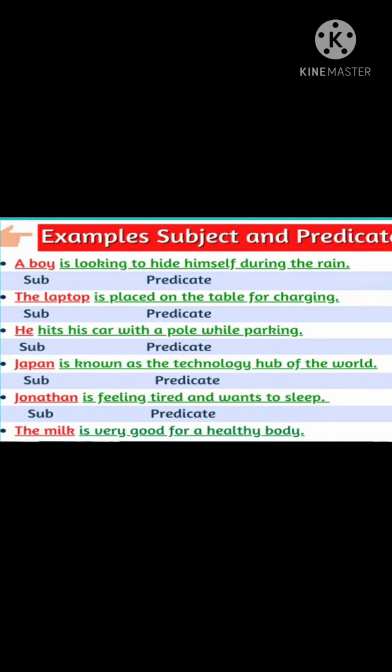Next example. The milk is very good for a healthy body. What is very good for a healthy body? The milk. So that will be the subject, and the rest part of the sentence other than the milk will be the predicate. What is that? Is very good for a healthy body will be the predicate.